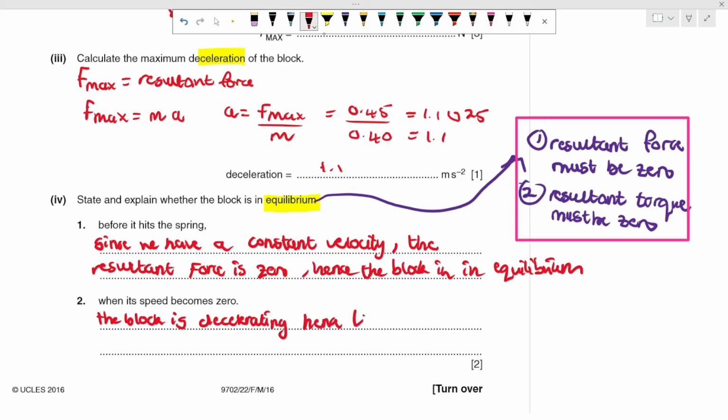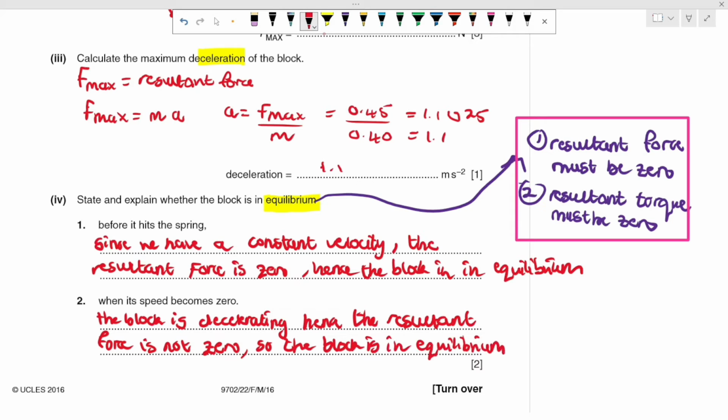Hence, the resultant force is not 0. So the block is not in equilibrium.